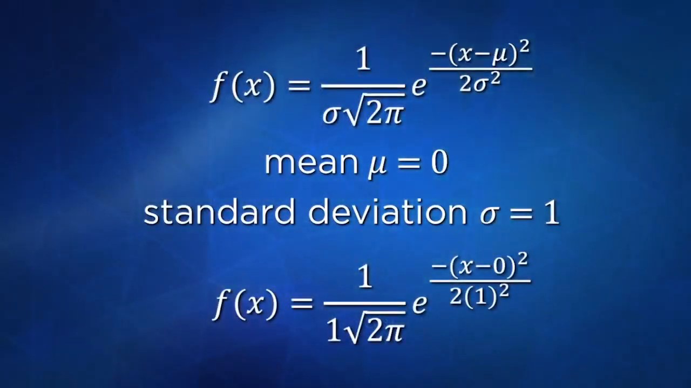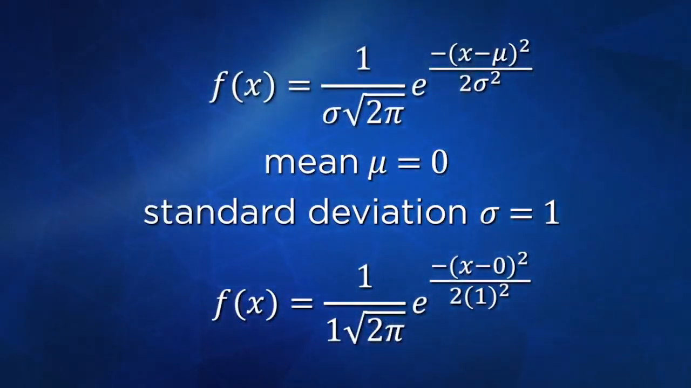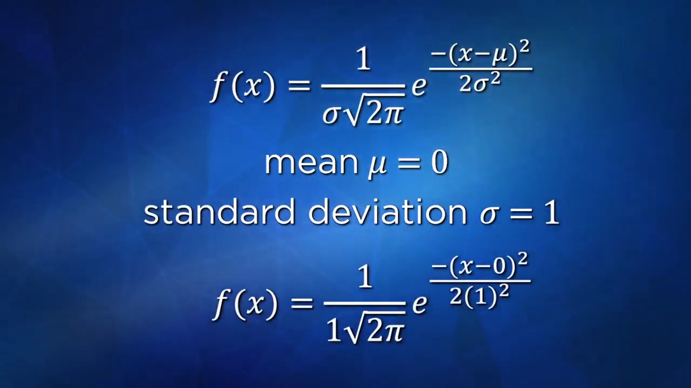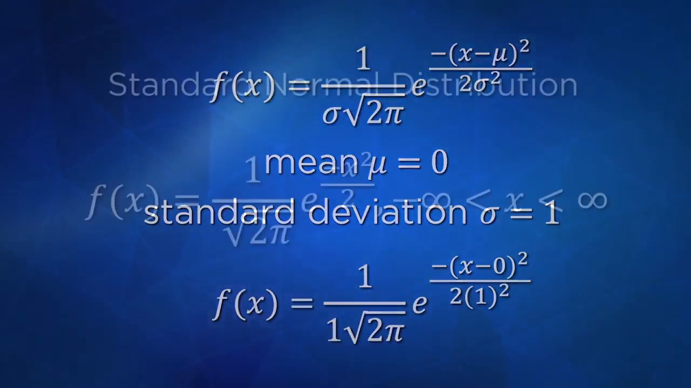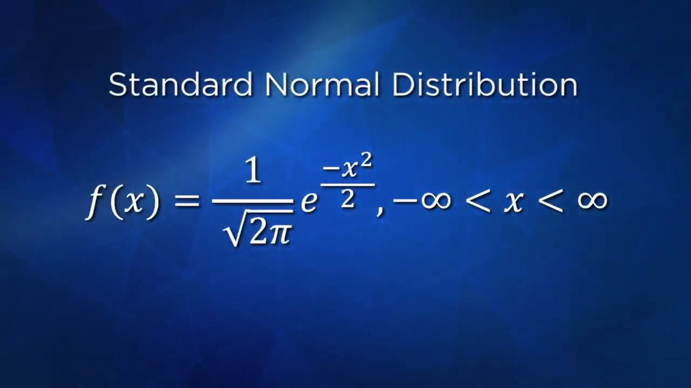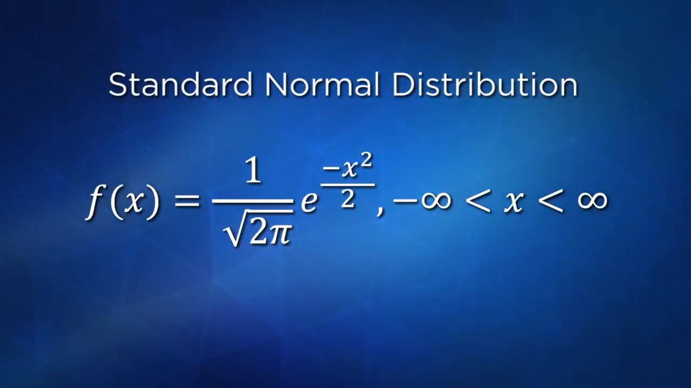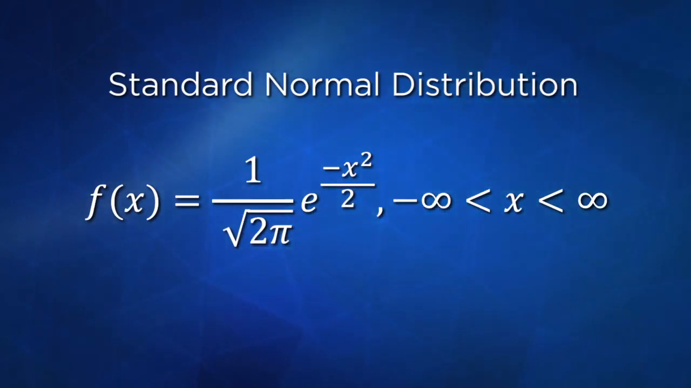Here's what the mean and variance are defined as. When mu is equal to 0 and sigma equals 1, the normal probability distribution function reduces to a standard normal. f of x equals 1 over the square root of 2 pi times e to the minus x squared over 2, where x is again between minus infinity and infinity.